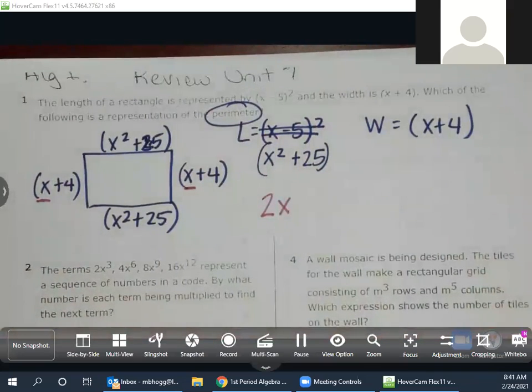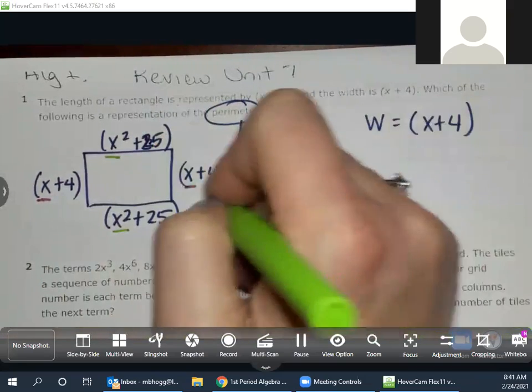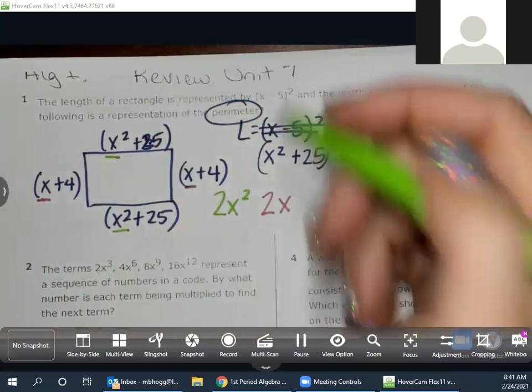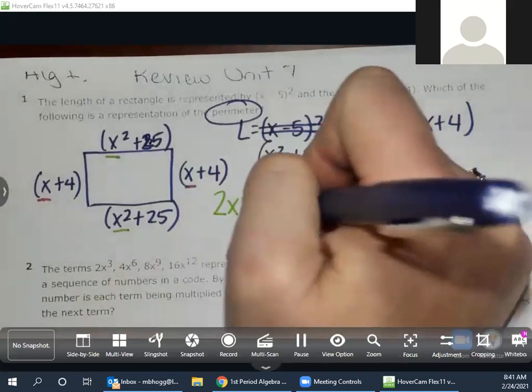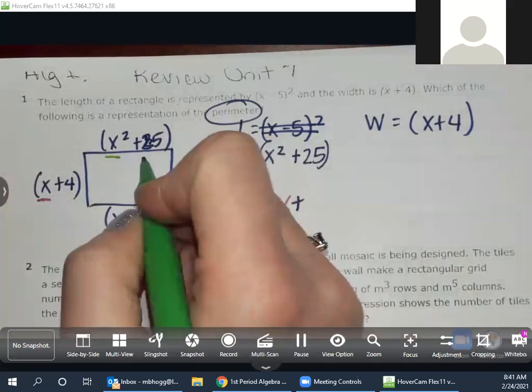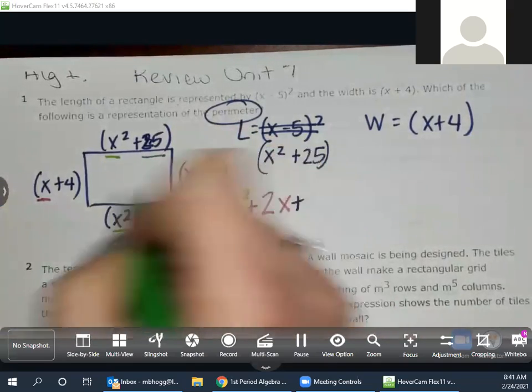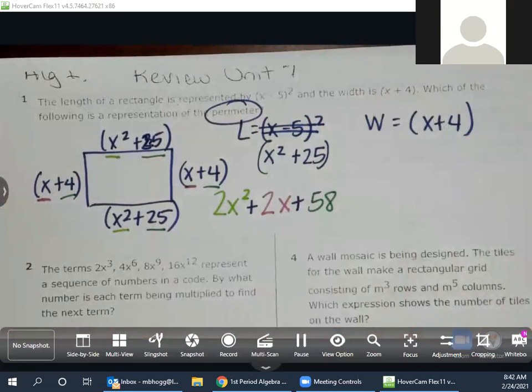We have some x squareds. We have 2x squared. I'm going to put that at the beginning. I should have done that one first because I like to start with the most exponents and go down to the least. And then my last would be just the regular numbers. We have a 25, a 25, a 4, and a 4. So that's going to give me 58 when you add those together.